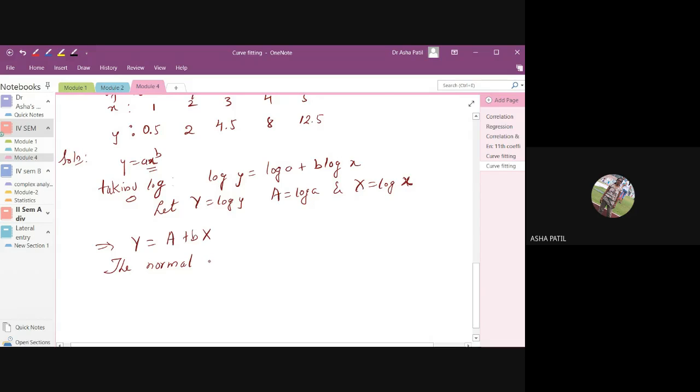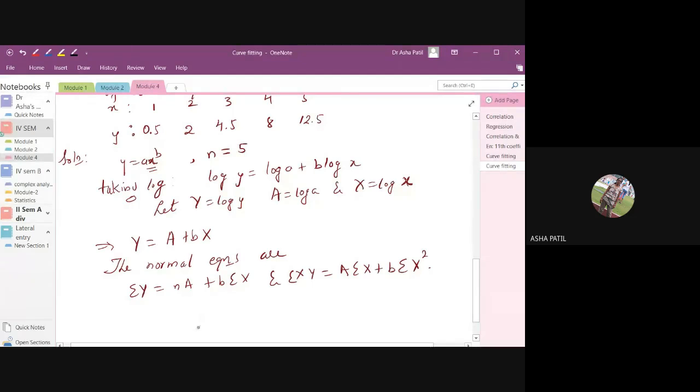The normal equations are summation y is equal to n into a plus b into summation x, and summation xy is equal to a into summation x plus b into summation x square. What is the value of n? How many values are given to us? 5 values.